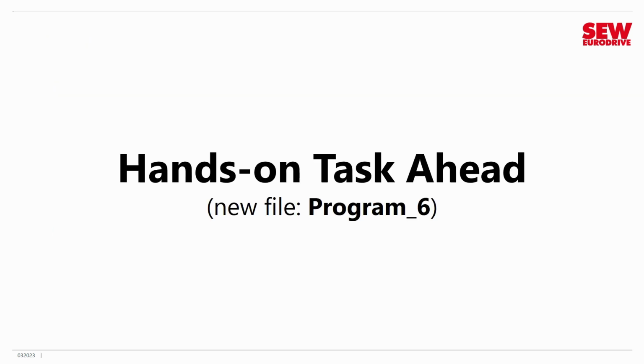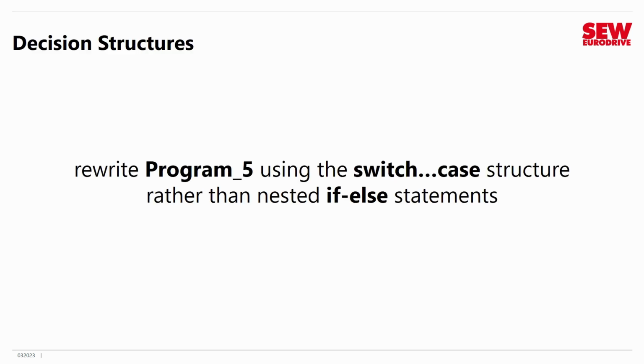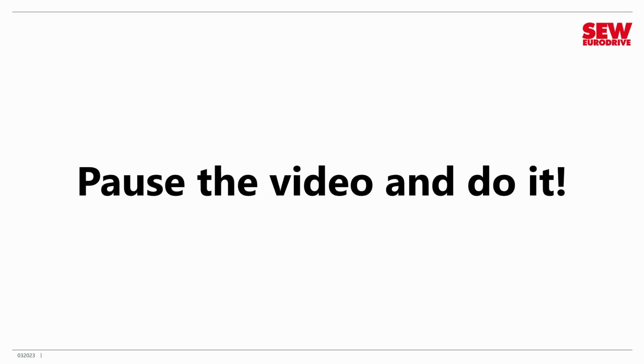All right, hands-on task ahead. We're going to create a new program, program 6. So you're going to make a copy of program 5 and use it as program 6. And here's what I want you to do. This is pretty easy, actually. Just rewrite program 5 to get rid of those nested if-else statements and use the switch case structure instead. So this is really just improve program 5 using what you've just learned. Call it program 6. Shouldn't take you long. So go ahead and pause the video and do it, and we'll come back and see how you did.